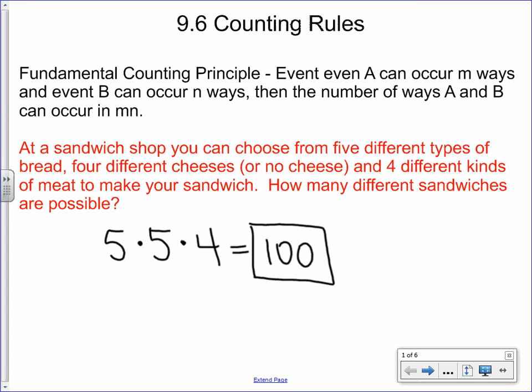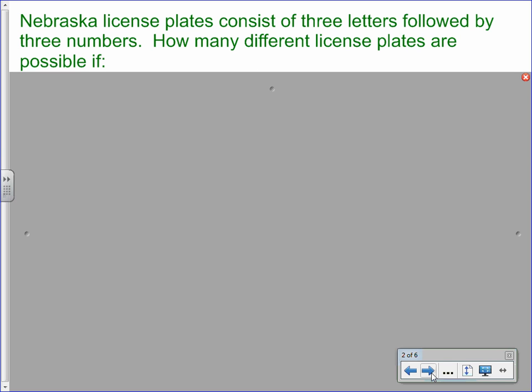Okay, so we have our classic sandwich example for the fundamental counting principle. We also have our classic license plate example. Nebraska license plates consist of 3 letters followed by 3 numbers, in Omaha and in Lincoln, right? How many different plates are possible if repeats are allowed?